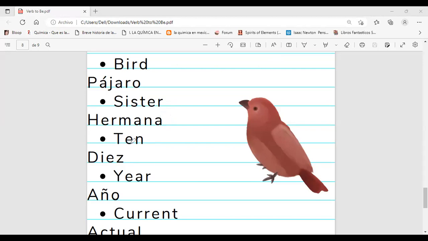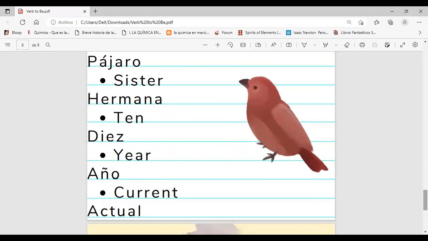Then we have 10, it's a number. Then we have year, año. And the last one is current, actual. So the current president is the president actual. Okay. Está right now, en este momento.